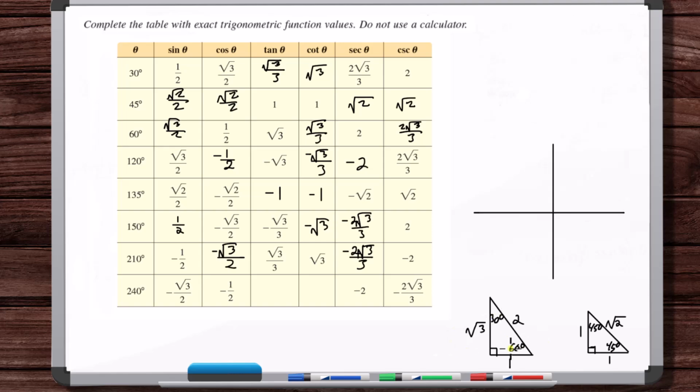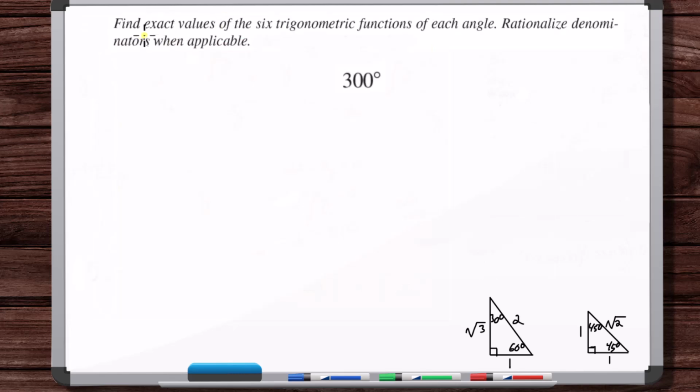So, okay, tangent is opposite over adjacent, that's positive root 3. Cotangent is 1 over root 3, that's going to be root 3 over 3. Okay, find exact values of the 6 trigonometric functions of each angle, rationalize denominators when applicable. So, what do we do? We see what quadrant this is in?